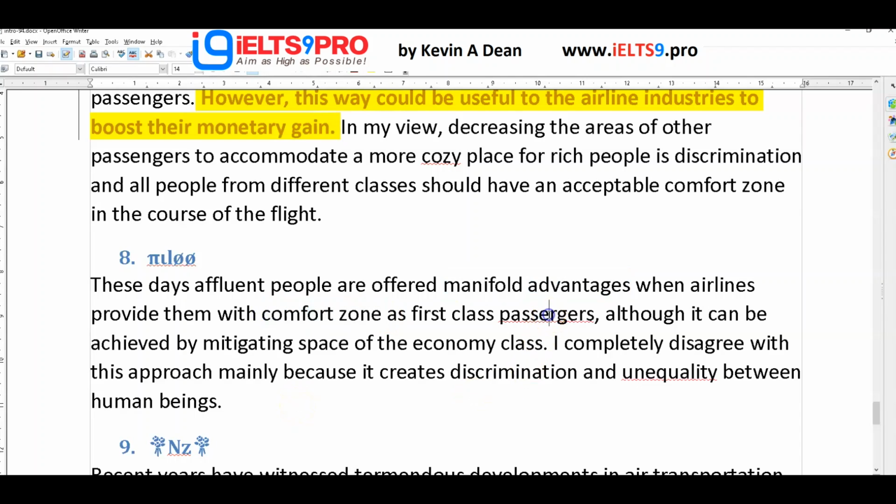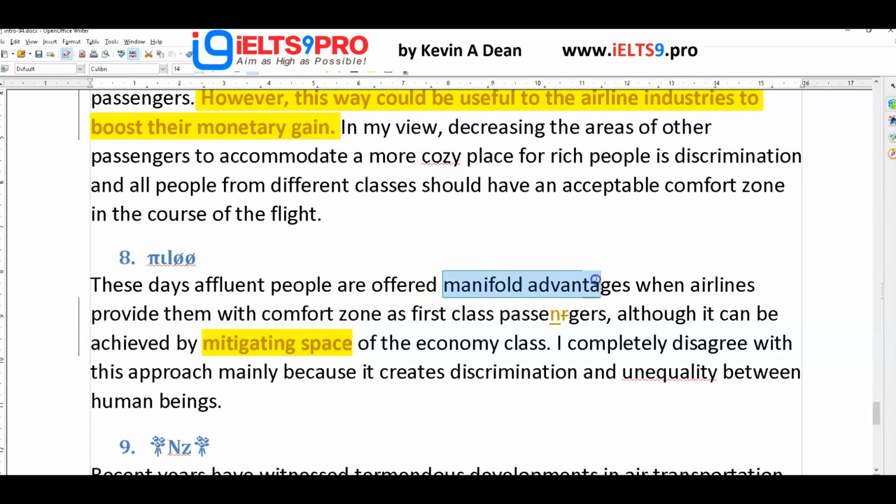First class passengers can be achieved mitigating space. Reducing the space? Mitigating? Doesn't mean the same. Doesn't mean the same thing. Paraphrasing. You've got to be careful. I keep telling you, if you're not sure, if you're not 100% sure, don't use it. Change the word form.